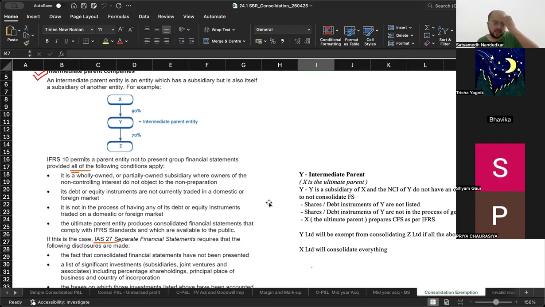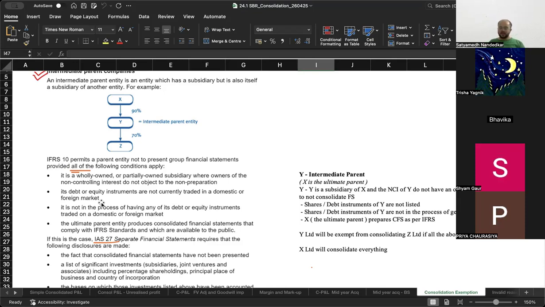Okay. So in case of an intermediate parent, so Y का subsidiary है Z and Y itself is a subsidiary of X. The intermediate parent is exempt from consolidation if all of the following conditions apply. Wholly owned subsidiary or partially owned subsidiary where owners of NCI do not object to non-preparation. Its debt or equity instruments are not currently traded in a domestic or foreign market, not in the process of having any of its debt or equity instruments traded on a domestic stock market, and ultimate parent entity produces consolidated financial statements that comply with IFRS standards.